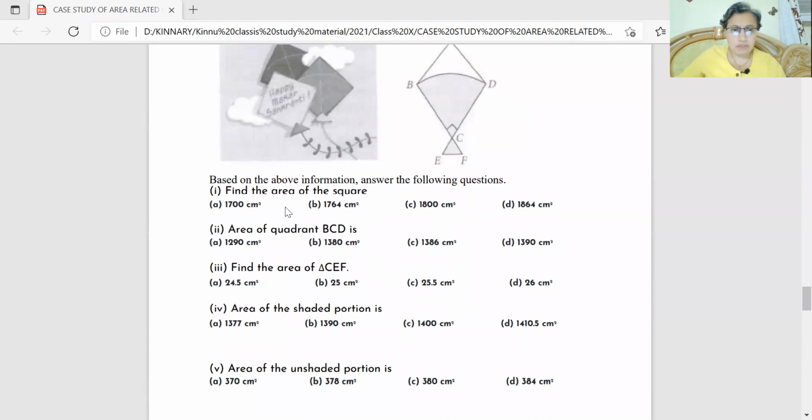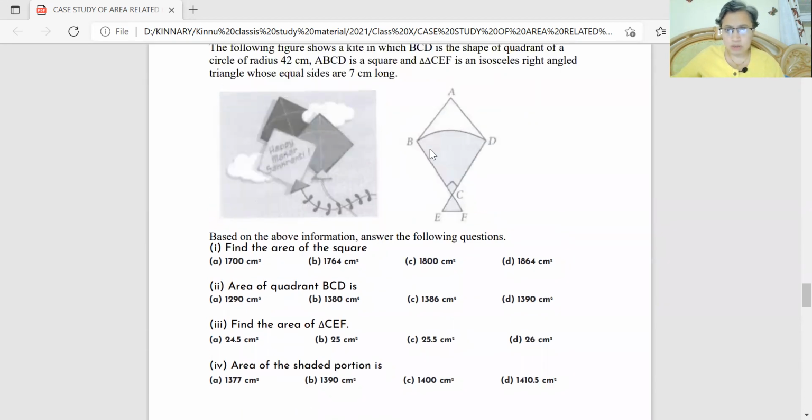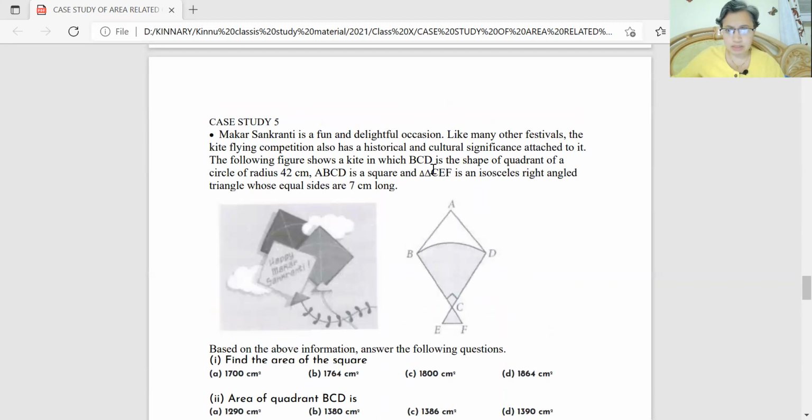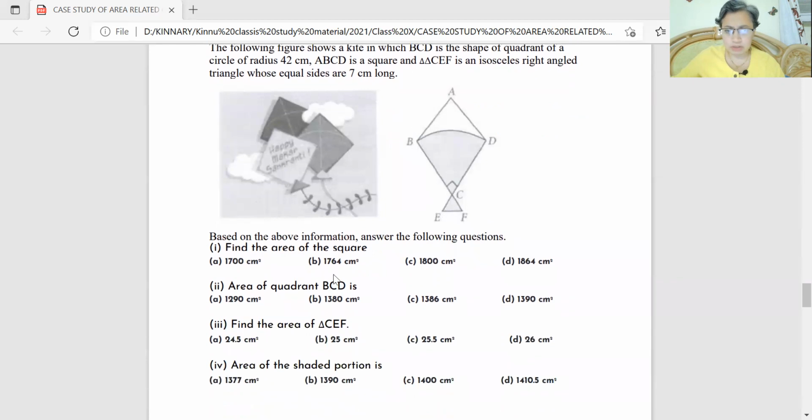First question, find the area of the square. As you have been given the radius of this quadrant, and this radius will be the side of this square. You have been given that this kite is in the shape of a square only. Look here, ABCD is a square. So this radius will be the length of the square. So the length of the square is 42 centimeter.